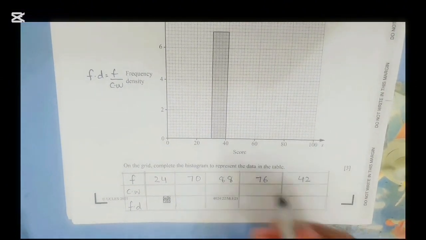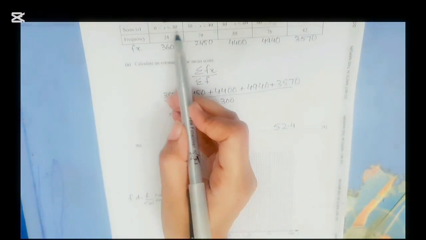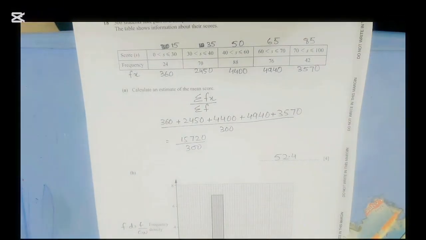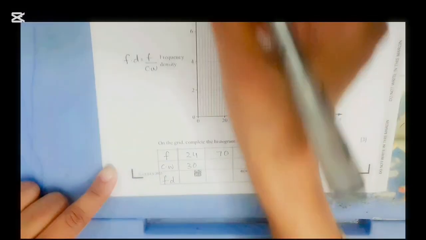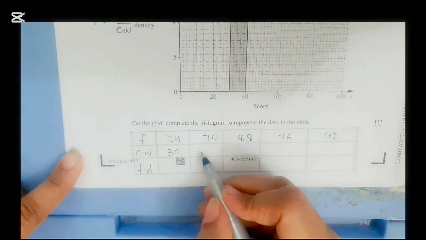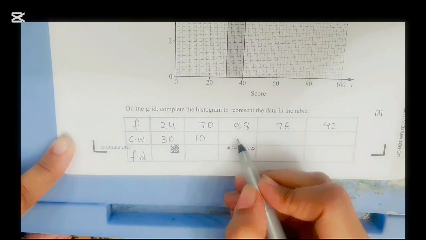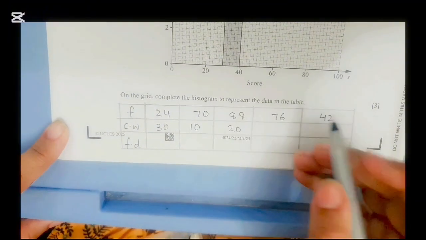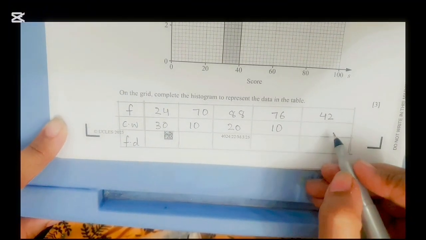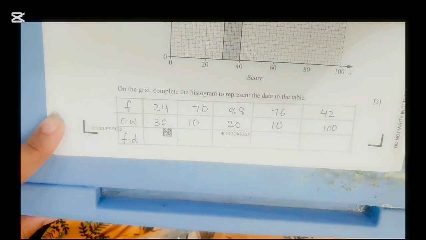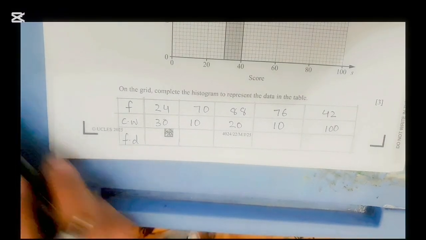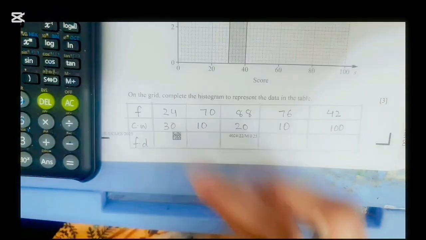And now we have to write the class width. So 0 to 30, what is the class width? It's 30. You have to subtract. And 30 to 40 is 10. Then 40 to 60 is 20. 60 to 70 is 10. And 70 to 100 is 30. Now we have to divide both of the values, so I'm using a calculator.